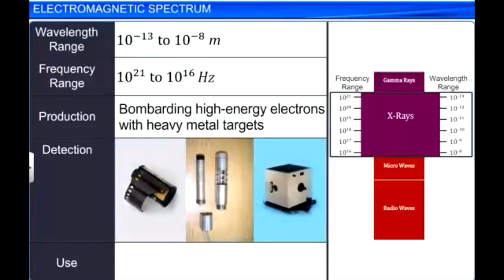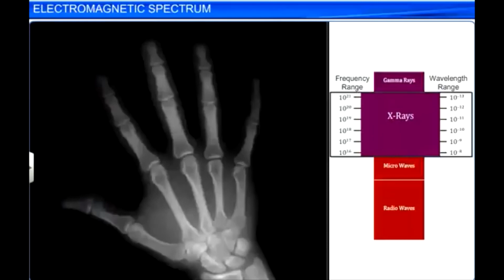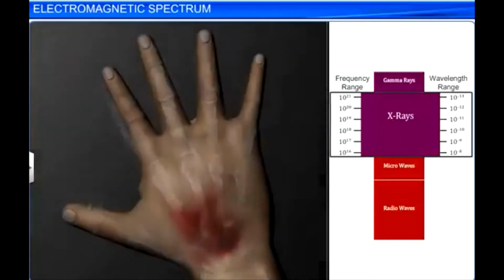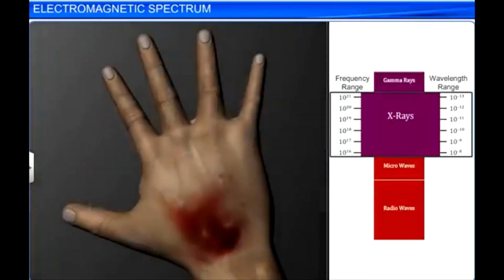X-rays are widely used in different applications such as medicine, spectroscopy, and industries. Unnecessary or overexposure to X-rays destroys living tissues and organisms. Thus, overexposure to X-rays should be avoided.